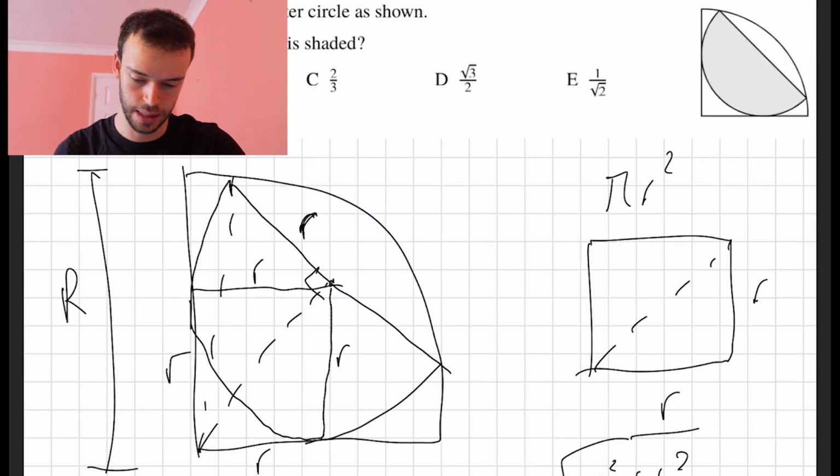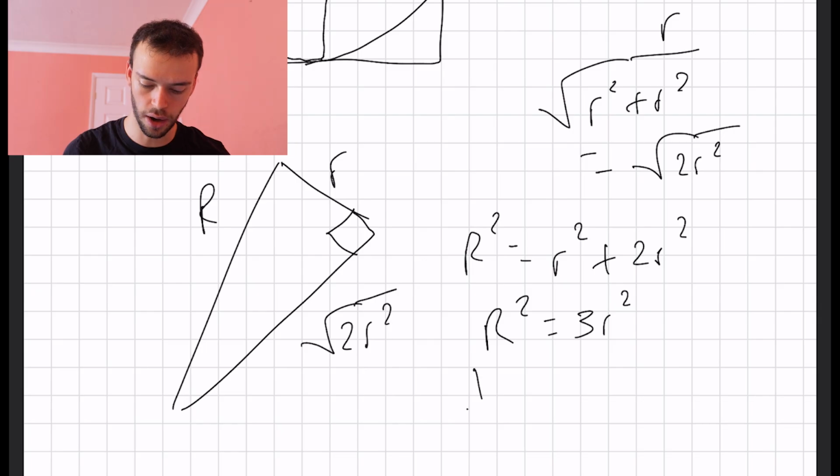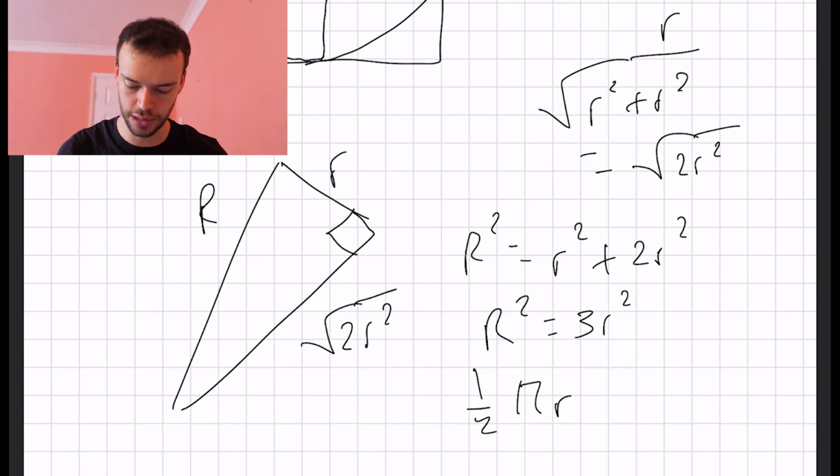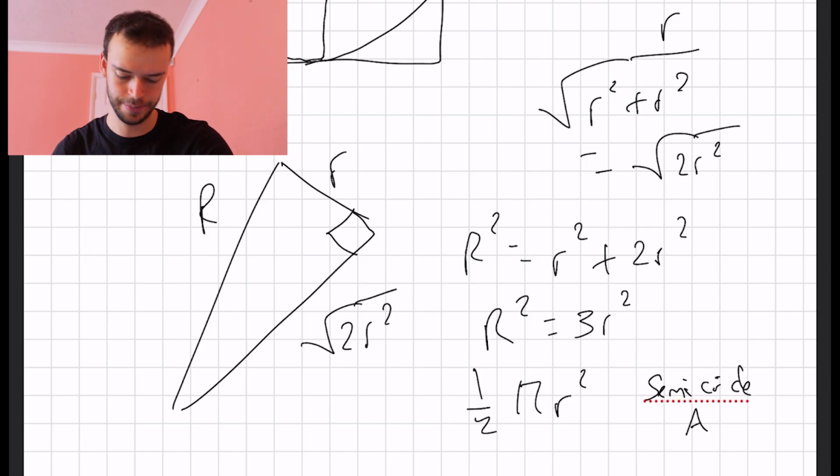Now we need to find the area of this semicircle. So what's the formula for the area of a semicircle? It's going to be half pi r squared. And here we're using little r for the radius of our semicircle. So this is for the semicircle, and I'll just put semicircle A for area.